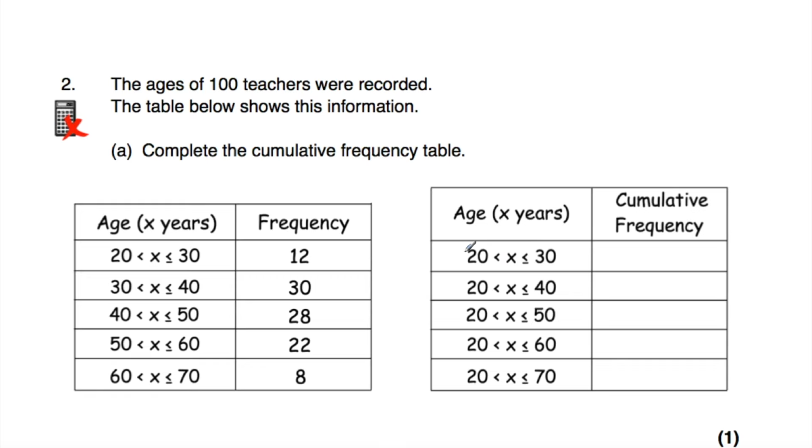So we know that between 20 and 30, there were 12 teachers in that category. Between 20 and 40, well, that'll be these 12 plus these 30. So altogether, that'll be 42 teachers that have an age between 20 and 40. So that'll be 42 there.